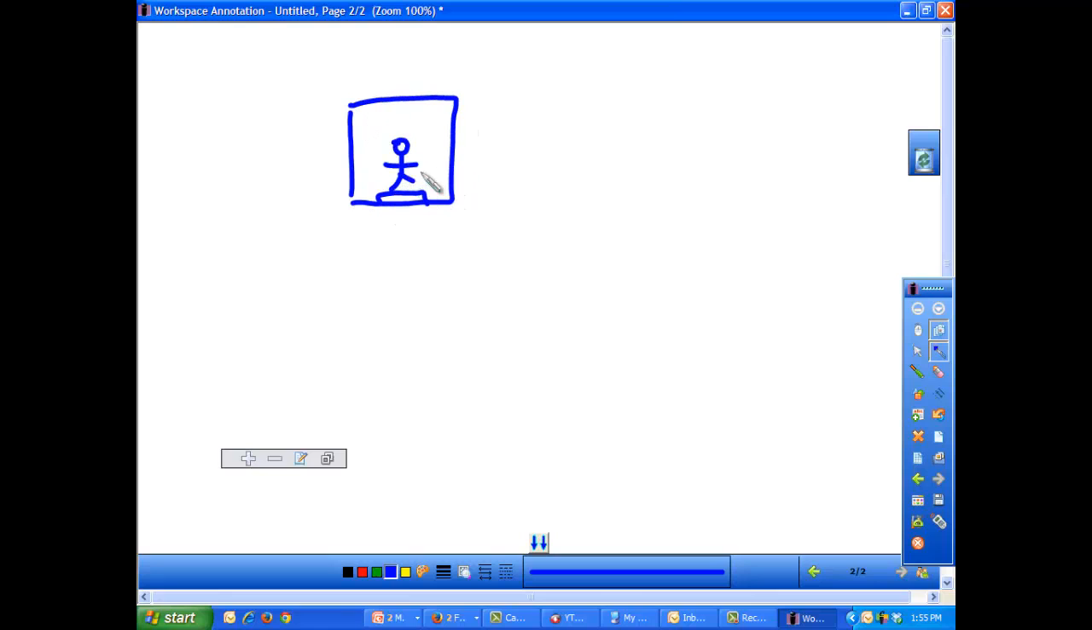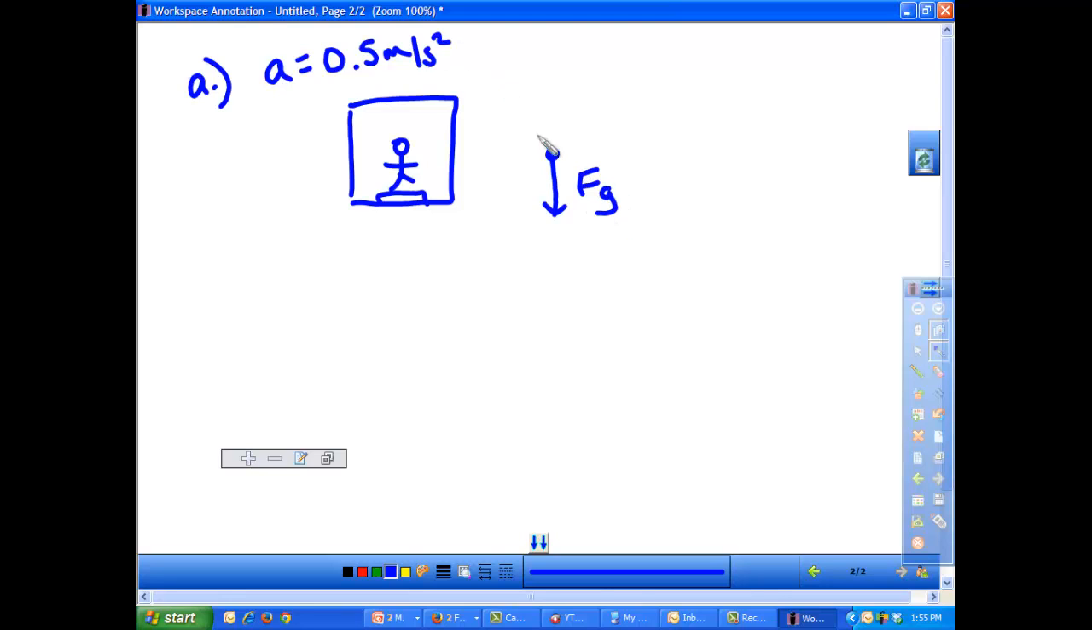So here's Kevin. He's in an elevator on a scale. So let's draw a free body diagram that shows what Kevin is experiencing. So he's got a weight down. We're going to do this for the first scenario where it wants us to do it with the acceleration upwards of 0.5 meters per second squared. Okay, so he's always got gravity pulling him down. Now he's got an upward force, say it's done by the scale because he's standing on the scale.